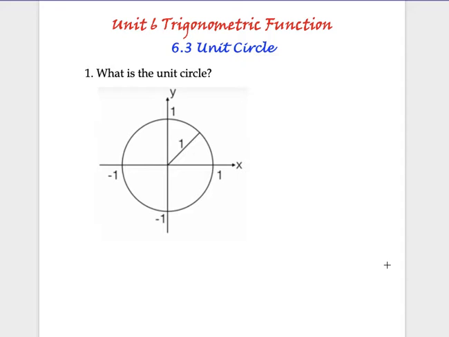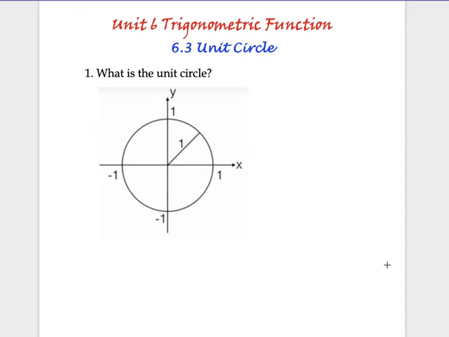Today we are going to continue our conversation about our last unit, trigonometry functions. Today we are going to introduce a new topic related to these functions, which is called the unit circle. So the very first thing you probably know is a circle. We all know how they look.